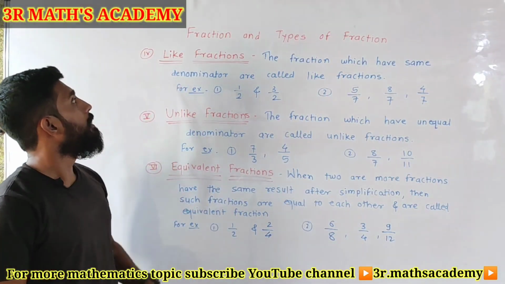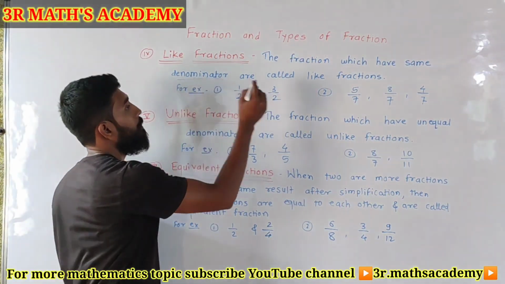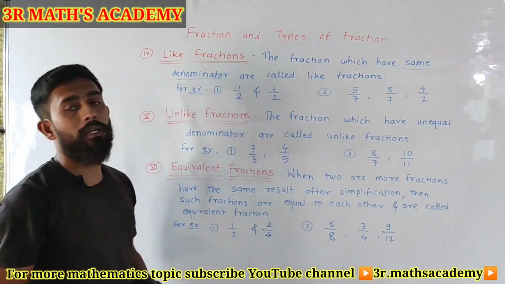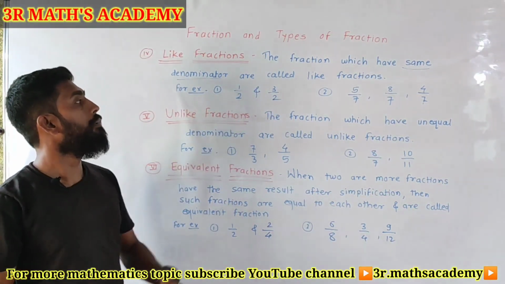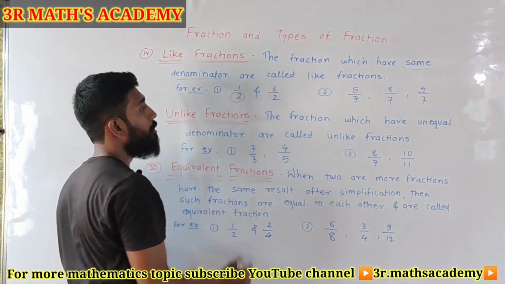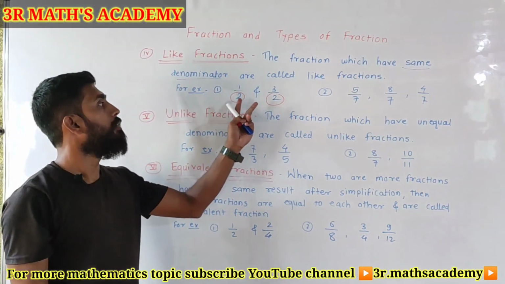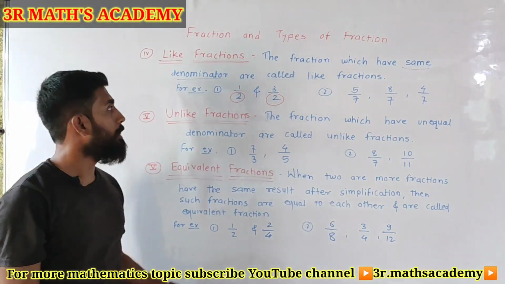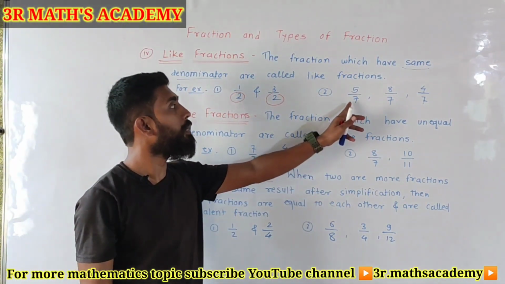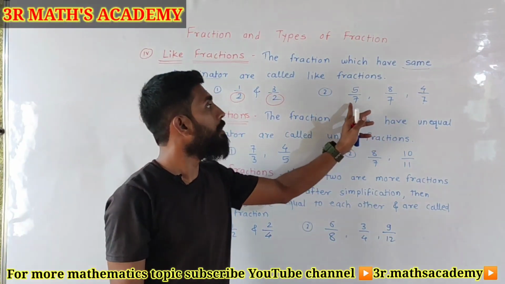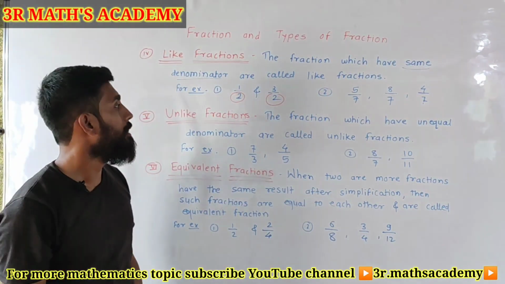Now the fourth type is the like fraction. What is a like fraction? Fractions which have the same denominator are called like fractions. For example, 1 upon 2 and 3 upon 2. Here 2 is the denominator of the first fraction and also 2 is the denominator of the second fraction. Both fractions have the same denominator, so we say that 1 upon 2 and 3 upon 2 are like fractions. Similarly, in example number 2, all three fractions have the same denominator 7, so they are like fractions.